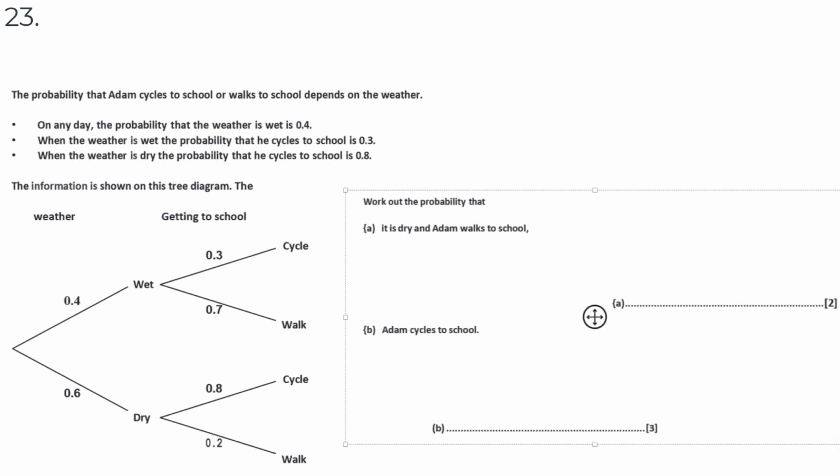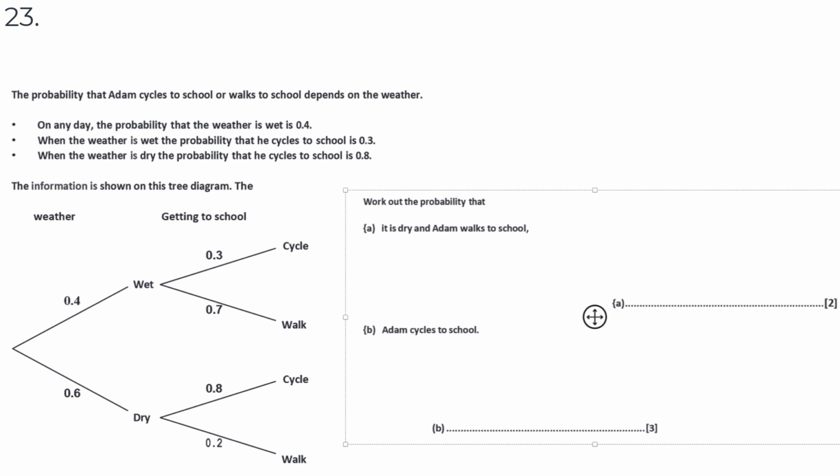Question 23. The probability that Adam cycles to school or walks to school depends on the weather. On any day, the probability that the weather is wet is 0.4. When the weather is wet, the probability that he cycles to school is 0.3. And when the weather is dry, the probability that he cycles to school is 0.8. So here we've got a dependent probability problem, where each part of the probability tree below is going to have different numbers on it. And you can see that clearly on the diagram.